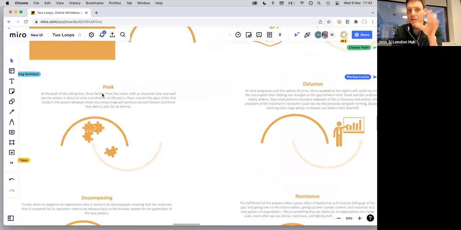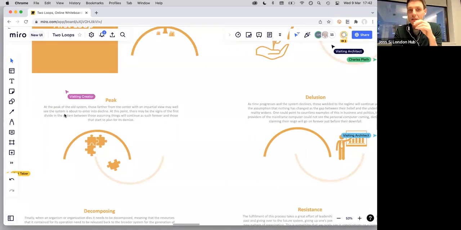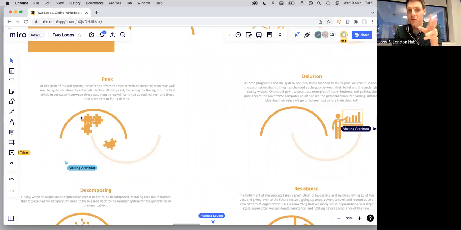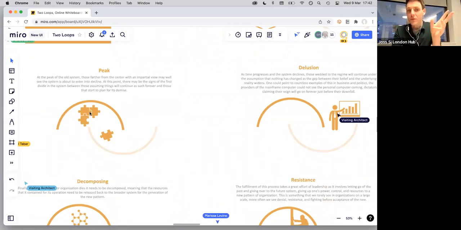Those furthest from the center with an impartial view may well see the system is about to enter into decline. At this point, there may be signs of the first divides within the system between those assuming things will continue as such forever and those that start to plan for its demise. So eventually, all systems have a life cycle and all systems will rise and they will fall.